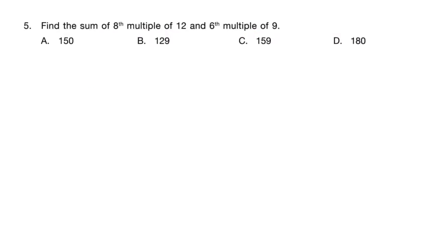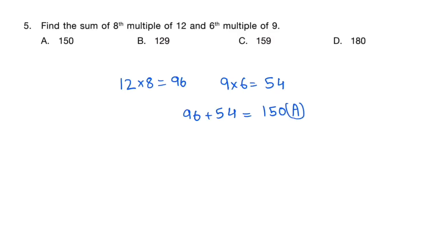Question 5. Find the sum of 8th multiple of 12 and 6th multiple of 9. 8th multiple of 12 is 96 and 6th multiple of 9 is 54. Sum of 96 and 54 is equal to 150. Correct answer is option A.